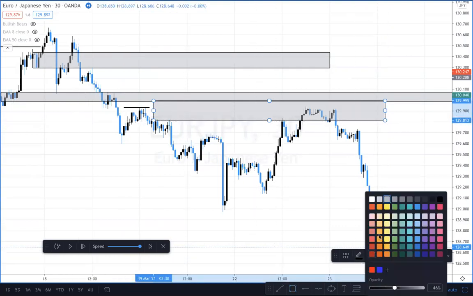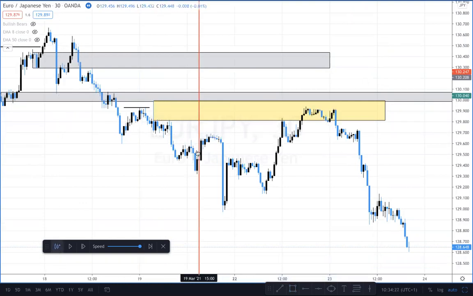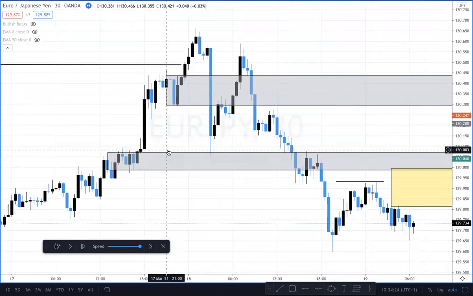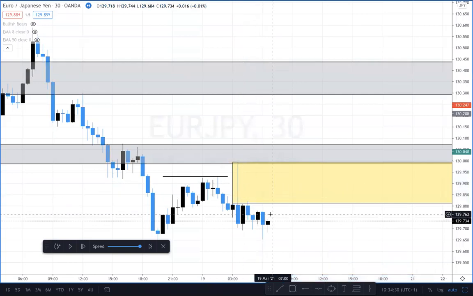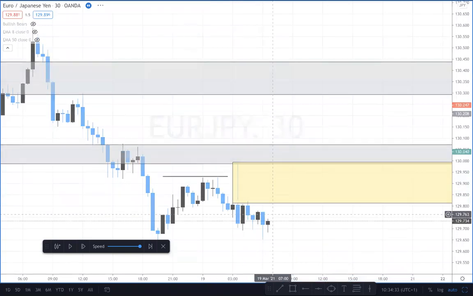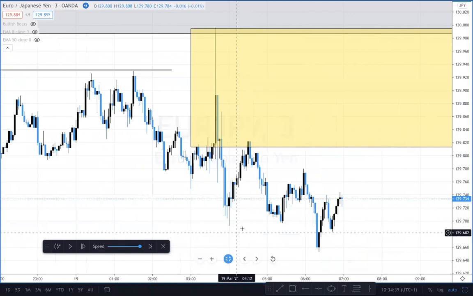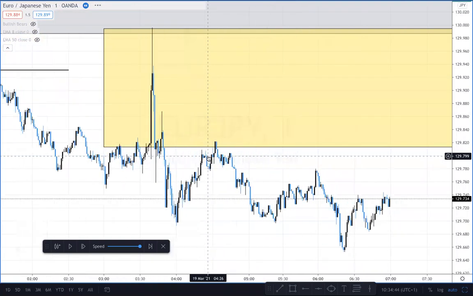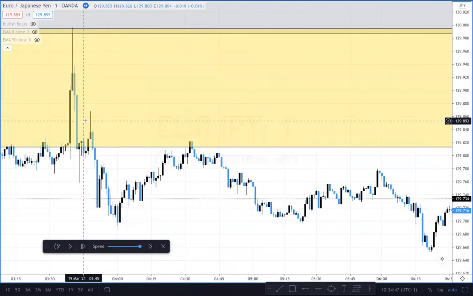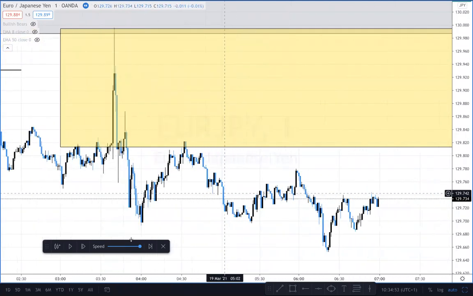Let's change this color to yellow. Follow me. All I'm doing is investigating that wick, what is inside that wick. Let's go to the 5 minutes. 3 minutes. 1 minute. So on the 1 minute, that was the last up candle before the sell, and that is where price went. Now let's play it and see what happens around that area.